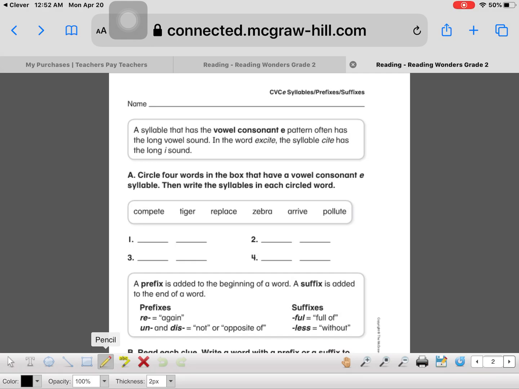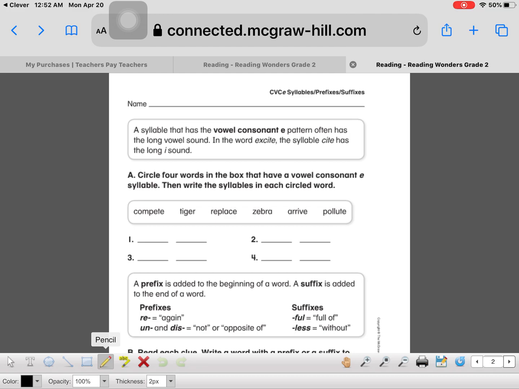Okay, today we are going to do a practice page on CVCe syllables with prefixes and suffixes. If you have this worksheet in front of you already and it's already printed off, great. If not, grab a scrap piece of paper or turn to a clean page in your spiral notebook. And we're going to start off by reading in the first box.